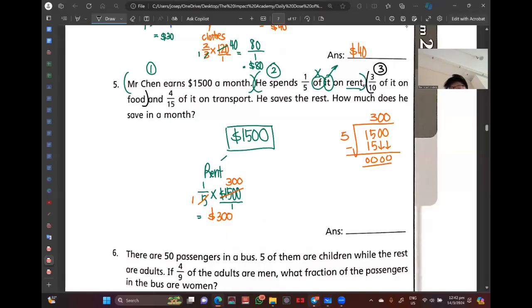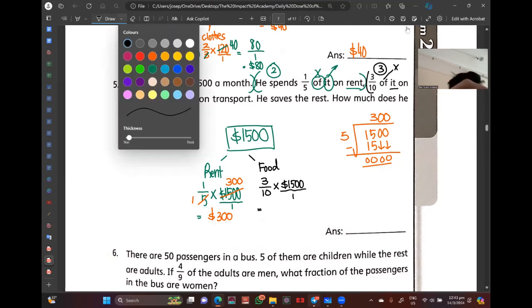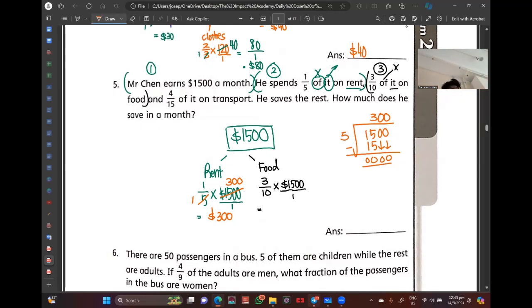Now, 3/10 of it. Again, what is the magic word over here? The word "of". Am I making sense here? Of it. This "it" is how much? 1,500. Understand? This is on food. So same thing, 3 over 10 times 1,500. This again is over 1.